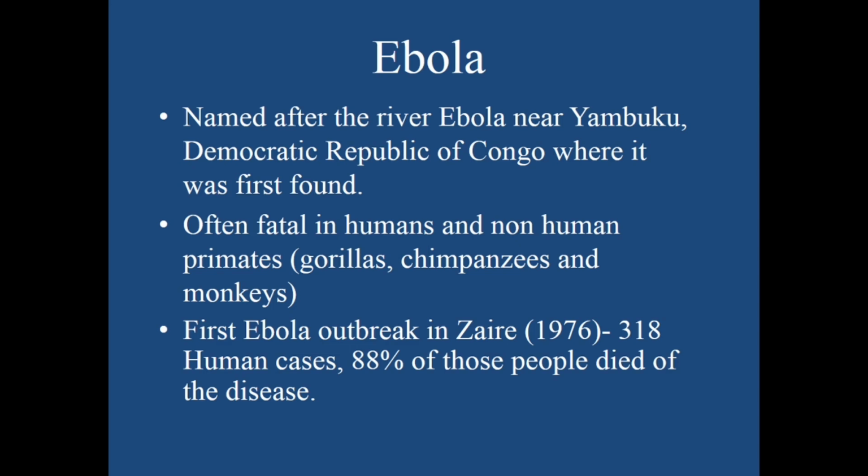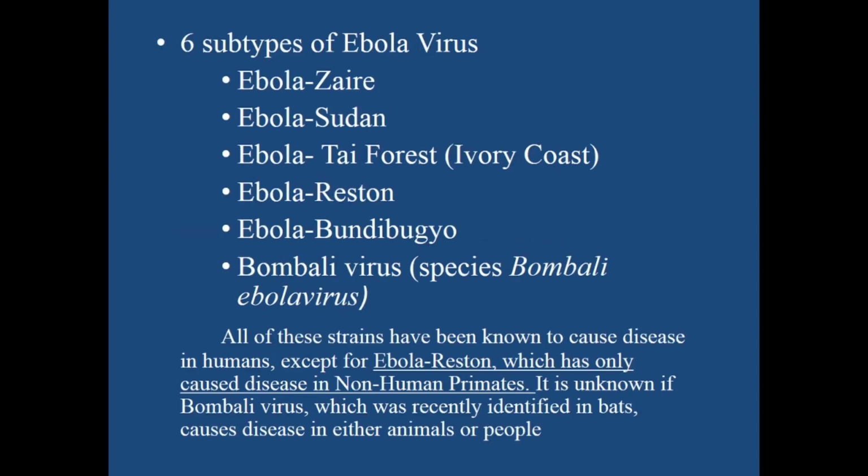It is often fatal in humans and non-human primates. Okay, it was fatal in non-human primates like gorillas, chimpanzees, monkeys, and the first outbreak occurred in Zaire, or the Democratic Republic of Congo, in 1976, where there were a huge number of human cases, which was a bit peculiar at that time. Okay, so 88% of those people who were actually infected with the disease died.